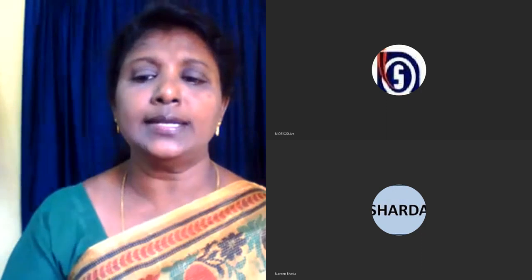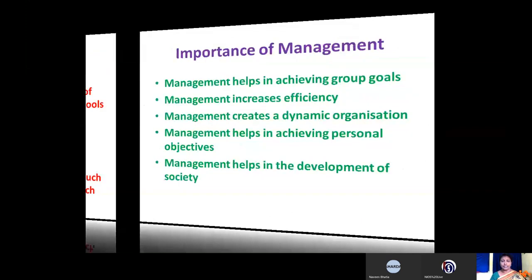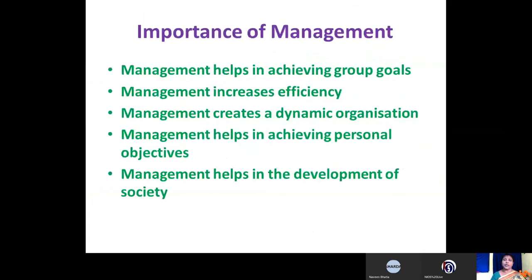Let us go to the next slide to understand the chapter further, students. Beyond objectives, we are going to understand the importance of management. What are the importance of management? Management helps in achieving group goals. There will be group goals. It can be departments, or various products which they are manufacturing. Each group will have their own goals. A production department, a finance department, each department can have its own goals. Management helps in achieving the group goals. This is very important for the management.